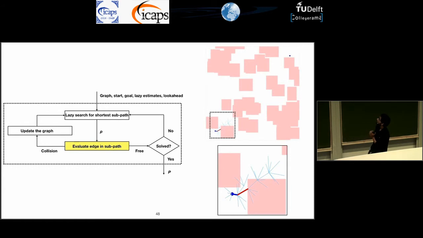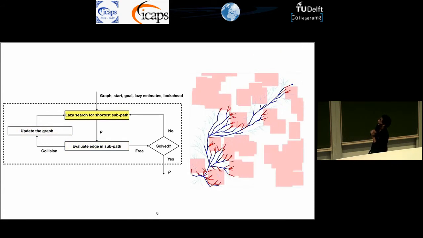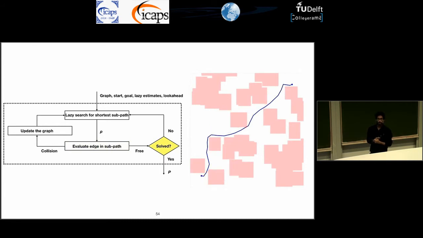The depth is bounded. So it's repaired, and this process continues until an edge to the goal is evaluated, at which point we have solved the problem and we get our shortest path. So we get the same shortest path as Lazy SP or A star. So all the good properties of those algorithms are maintained.